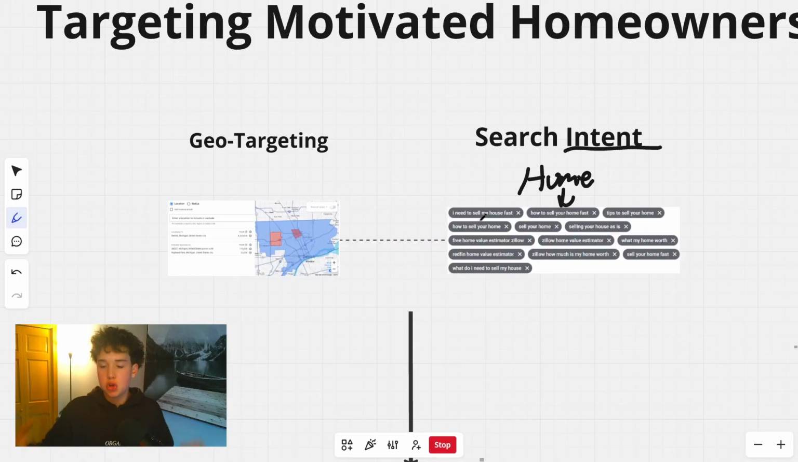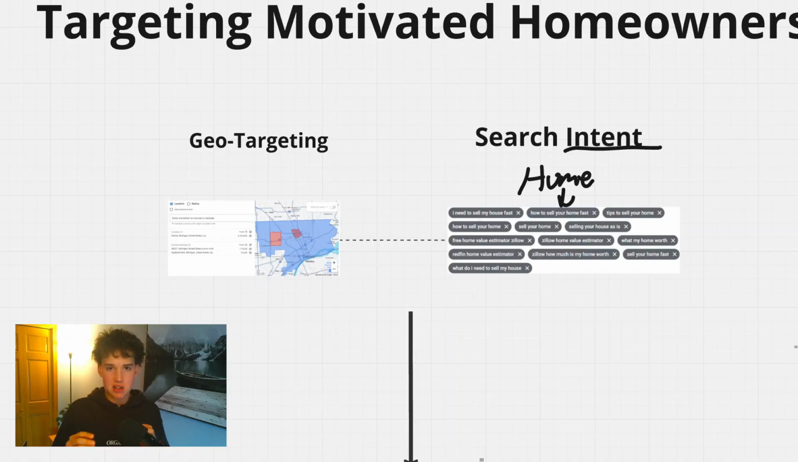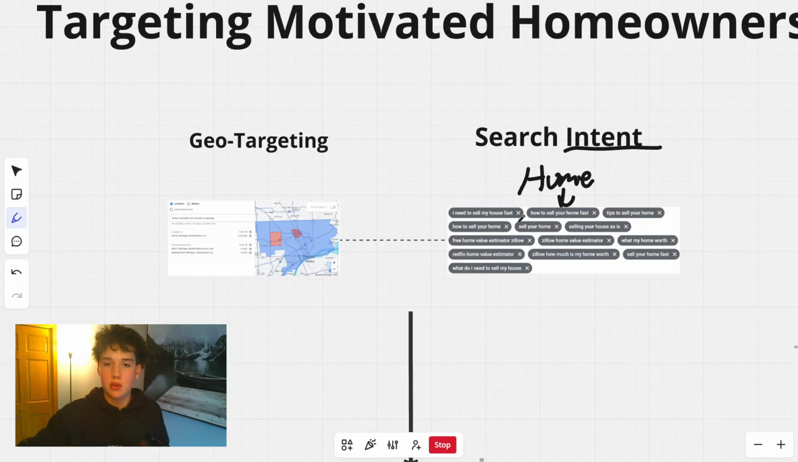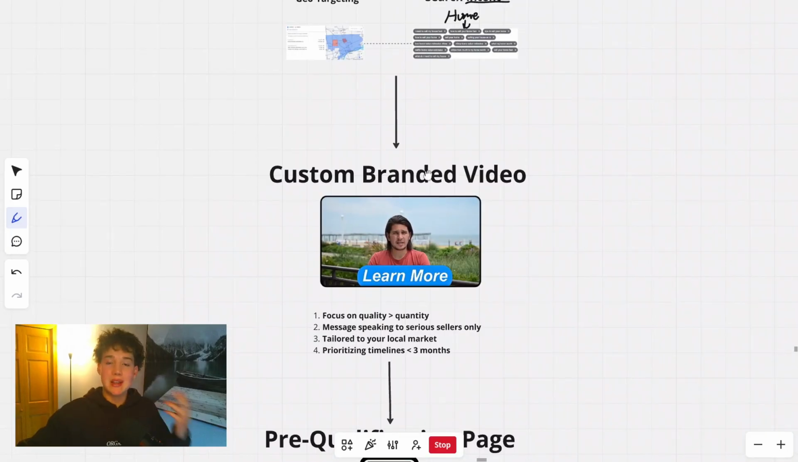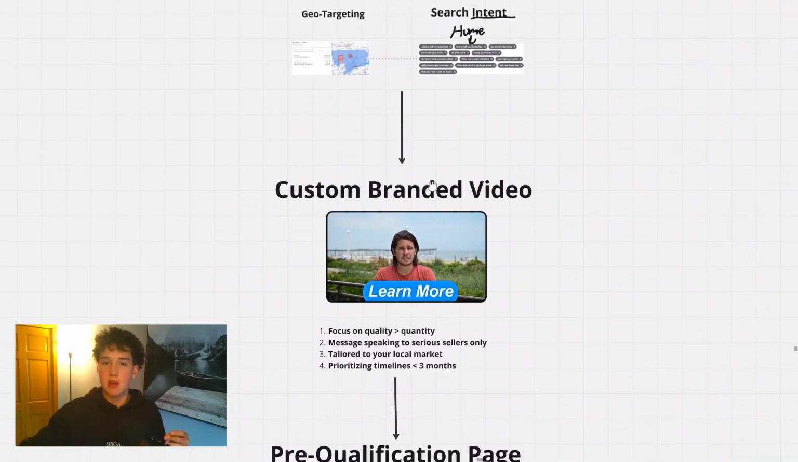So with these YouTube ads, I'm seeing homeowners typically have timelines of 2 to 3 months or less of when they're looking to sell, as compared to the typical 6 to 12 month timeline of most online leads, most lead sources. The next part of it is using a custom branded video, because it is YouTube, of course, so it's going to be a video.